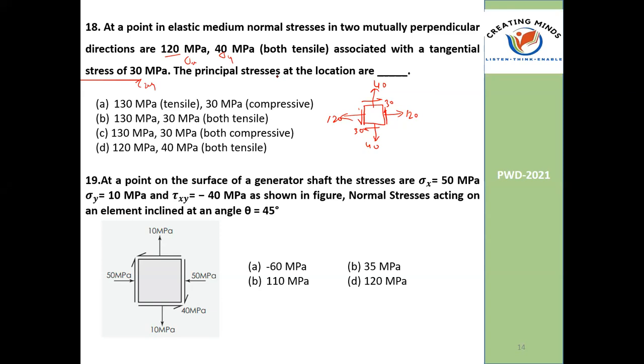What is this asking? Principal stresses. So what are principal stresses? Sigma 1 and sigma 2. What is the sigma 1 equation? Sigma 1 equals sigma x plus sigma y by 2, that is 120 plus 40 by 2, plus the square root of (sigma x minus sigma y by 2) whole square plus tau xy square. What is tau xy square? 30 square. Please compute the value of sigma 1, and then put minus and compute sigma 2. That's all.